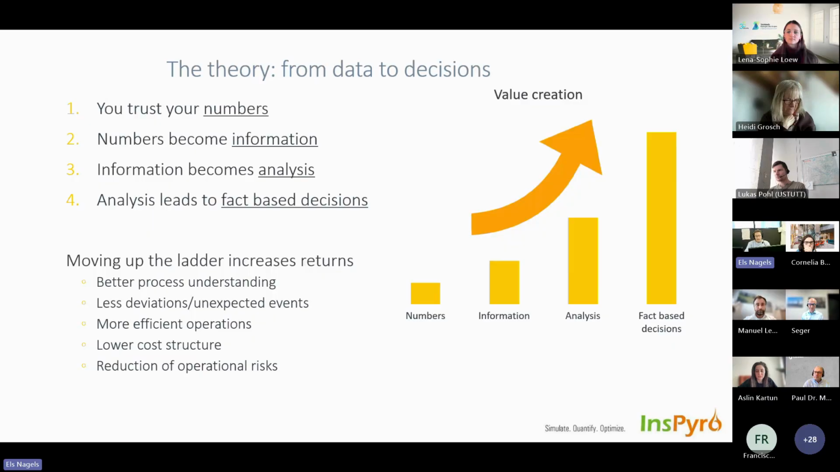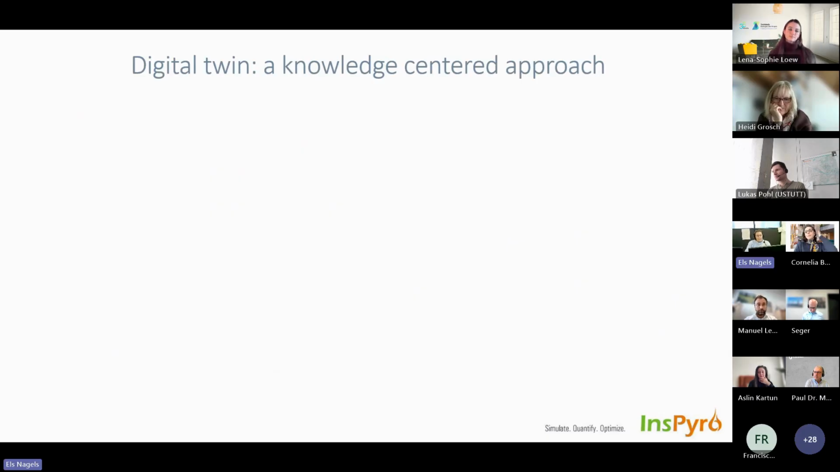And then the final step is that your analysis of your data can also help you to make fact-based decisions. And when you reason about digital twins, that is where your goal should be. Your digital twin should be able to support you to make fact-based decisions. So that is where the highest value creation is achieved. In the world of data handling, the concept of digital twin is a bit of a knowledge-centered approach. I'd like to make a little sketch to explain that a bit better.